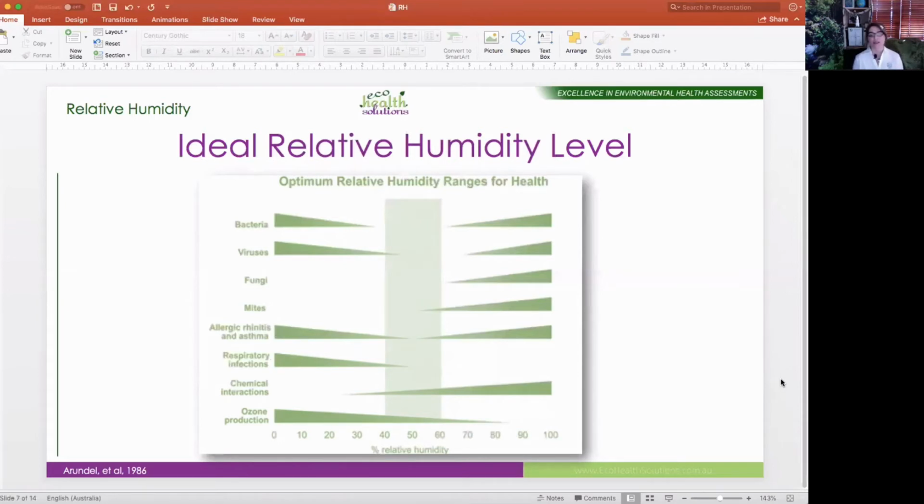So as you can see, if you look at that bar in the middle, which is looking at the range of 40 to 60% relative humidity, there is pretty much very little activity for all of those. Ozone production is one of the main ones, where it's still tapering off down to about 85%, and the chemical interaction can start at as low as about 25%. But other than that, most of them are pretty much near zero at that range.